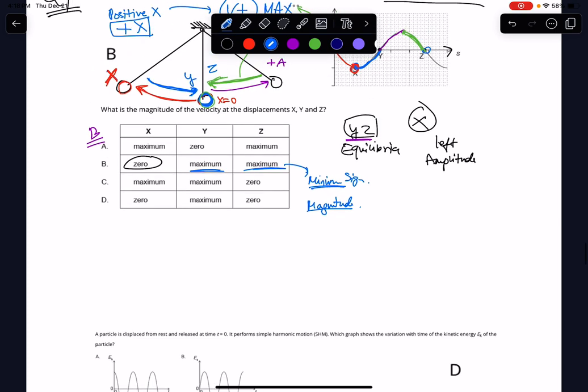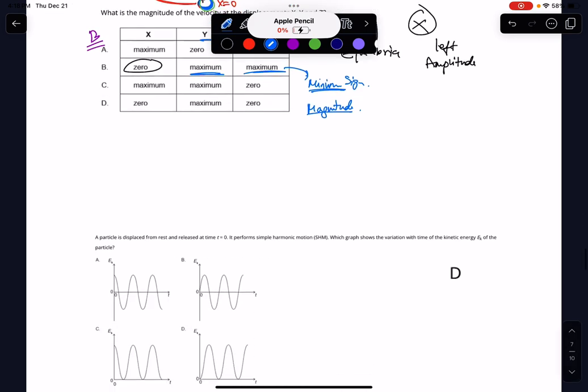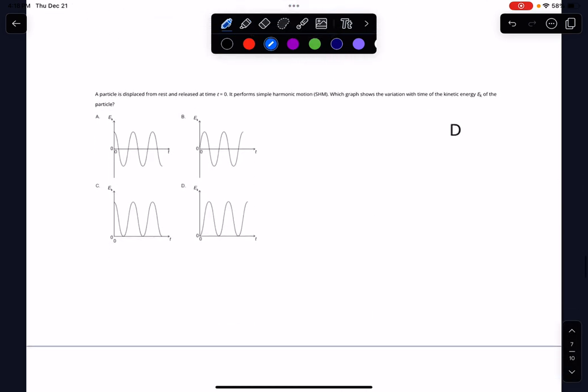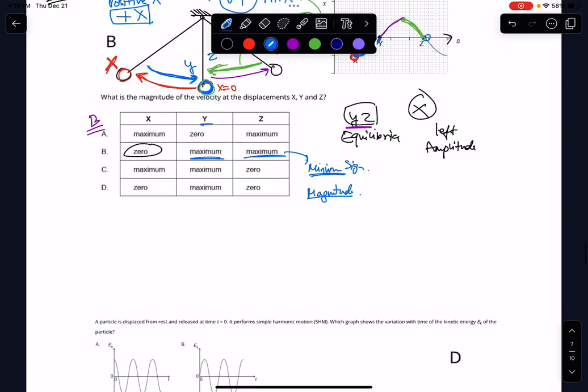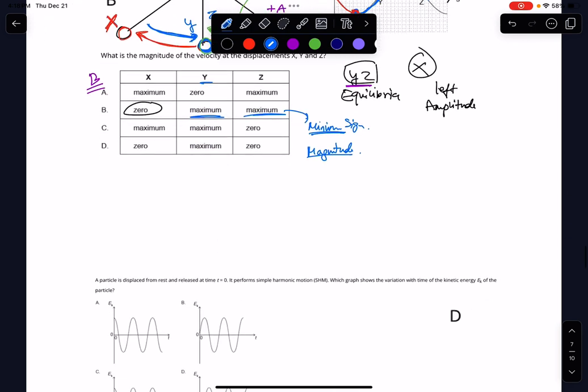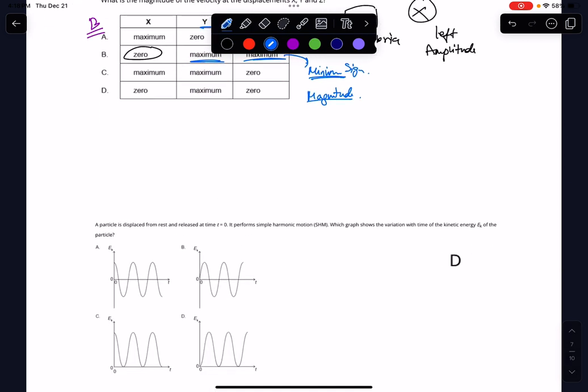And the good thing for you guys is that over here, IB just asked for the magnitude and didn't go much for the sign. Okay. All right, so that is question 9. So now we can look at question 10, right?